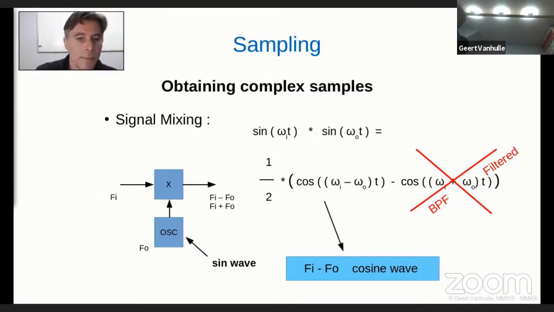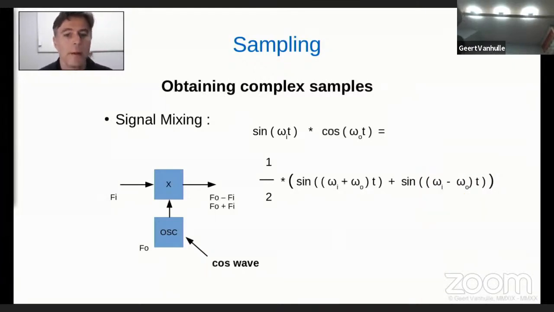Now, if I would mix, instead of a sine wave, my input signal with a cosine wave, I would get the mathematical multiplication of a sine wave of the rotating angle of the input frequency with the cosine function of the rotating angle of the local oscillator, which gives me 1/2 of the amplitude of the addition of the rotating angles sine plus the sine function of the difference between the rotating angles of the two signals.